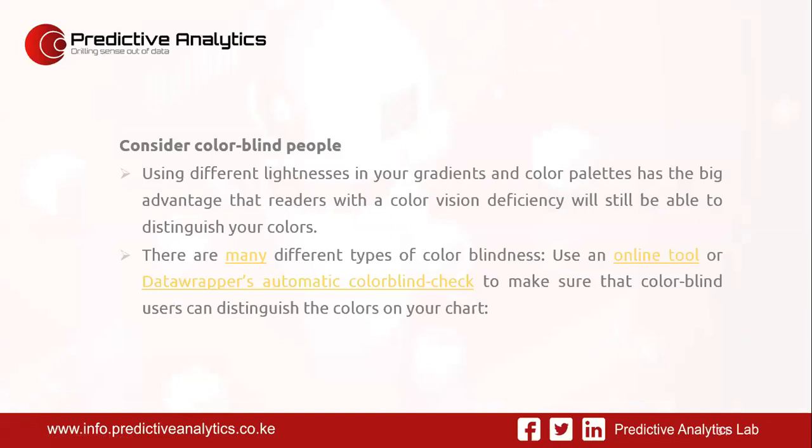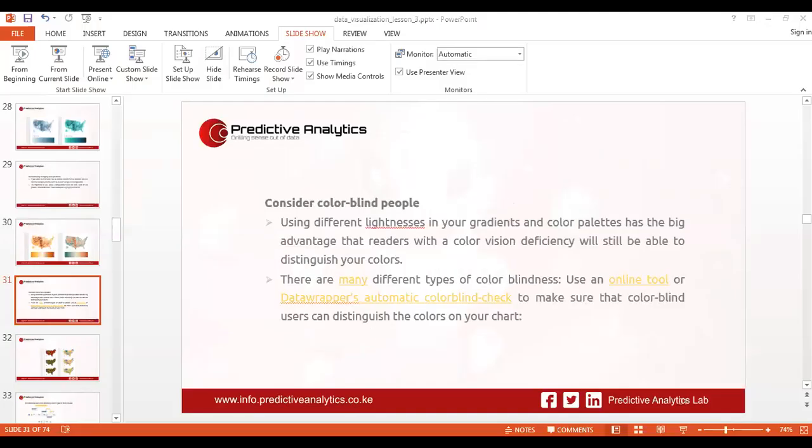So the point I was talking about is that you have to consider colorblind people. Using different lightness in your gradients and color palettes has the big advantage that readers with a color vision deficiency will still be able to distinguish your colors. There are many different types of color blindness.